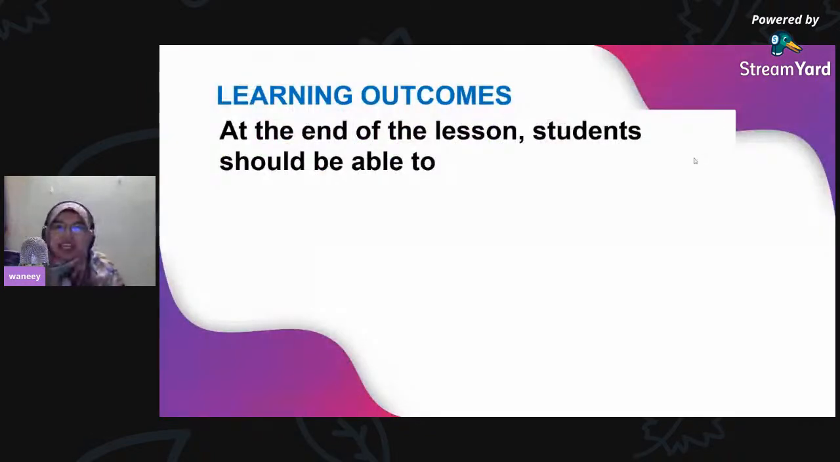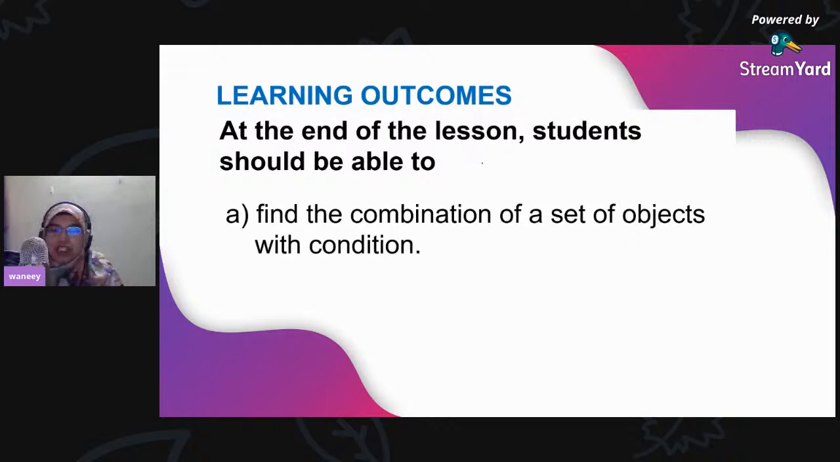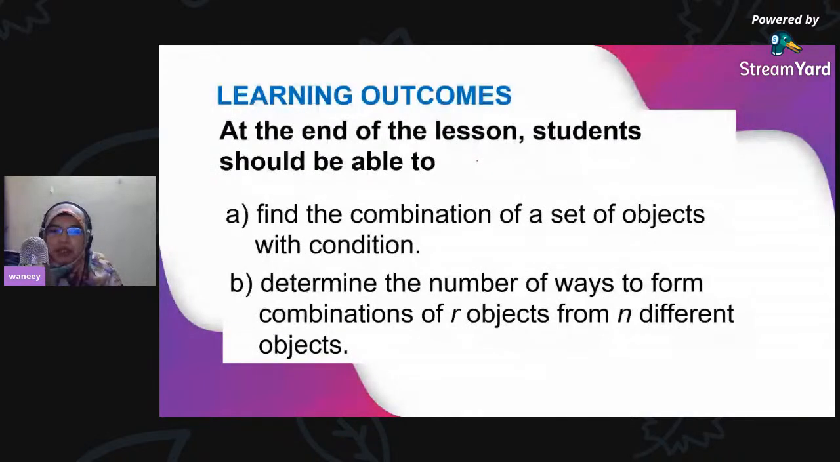Next. Okay, so at the end of the lesson, for today, you should be able to find the combination of a set of object with condition and then determine the number of ways to form combination of r objects from n different objects.